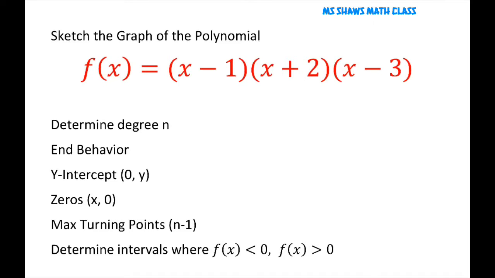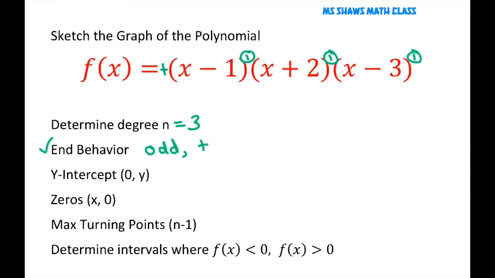Hi everyone, we're going to sketch the graph of this polynomial f of x. So let's fill out some information. Our degree for this is just going to be 3. You just add up these multiplicities since f of x is not in standard form. So my n equals 3. My end behavior we're going to do later, but just know that n is an odd number and also my lead coefficient is positive. We'll talk about that in just a minute.